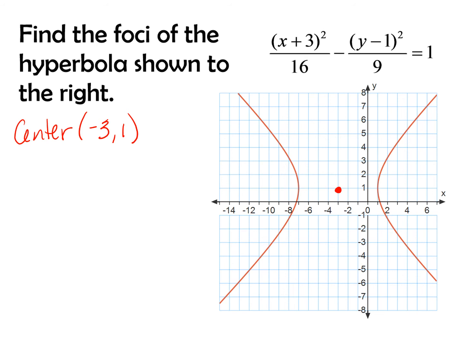Then if we want to find the vertices, and again, I'll try to color coordinate these, we have this 16 here underneath the x. So it's going to be 4 units this way and 4 units this way. The 9 is the weird part. It's underneath the y, but there's not really another part of my hyperbola there. But because it's a 9, that means we would go 3 units up and 3 units down.